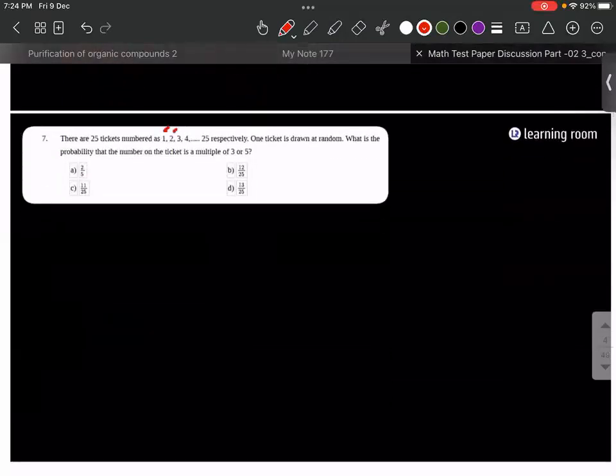Sir, 25 tickets numbered 1, 2, 3, 4 and so on till 25 respectively. One ticket is drawn at random. What is the probability that the number on the ticket is a multiple of 3 or 5? 11 by 25. So 3, 6 like this, how many do you have? 8. 5, 10, 15, 20, like this, how many do you have? You have 4, no? Is it not 12 by 25? Sir, 15 also comes in the 3 table. No, 15 is common to both, no? Yes, sir, 15 is coming twice. Okay.